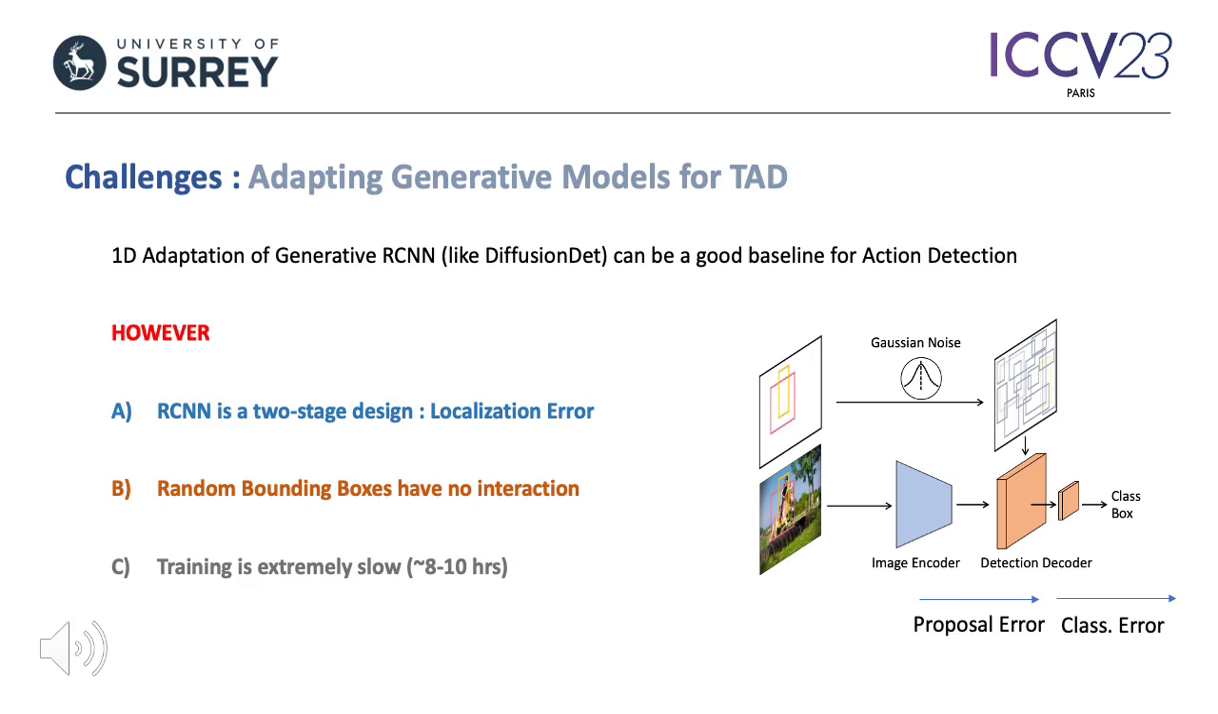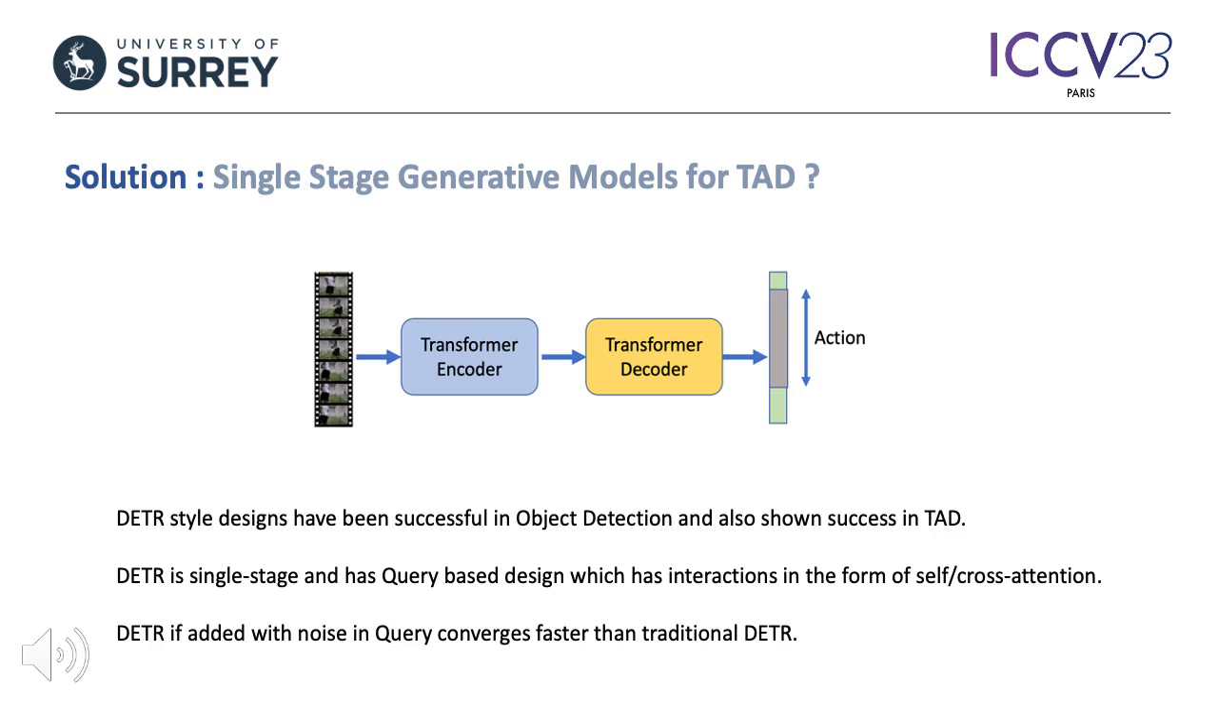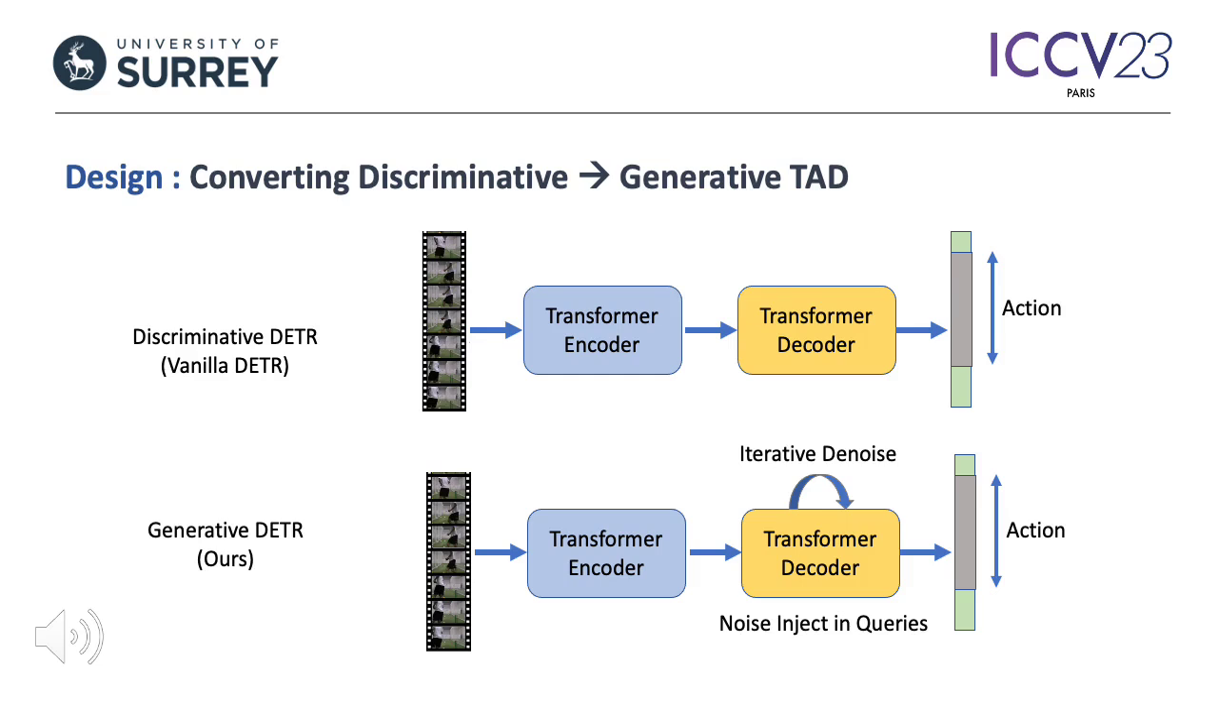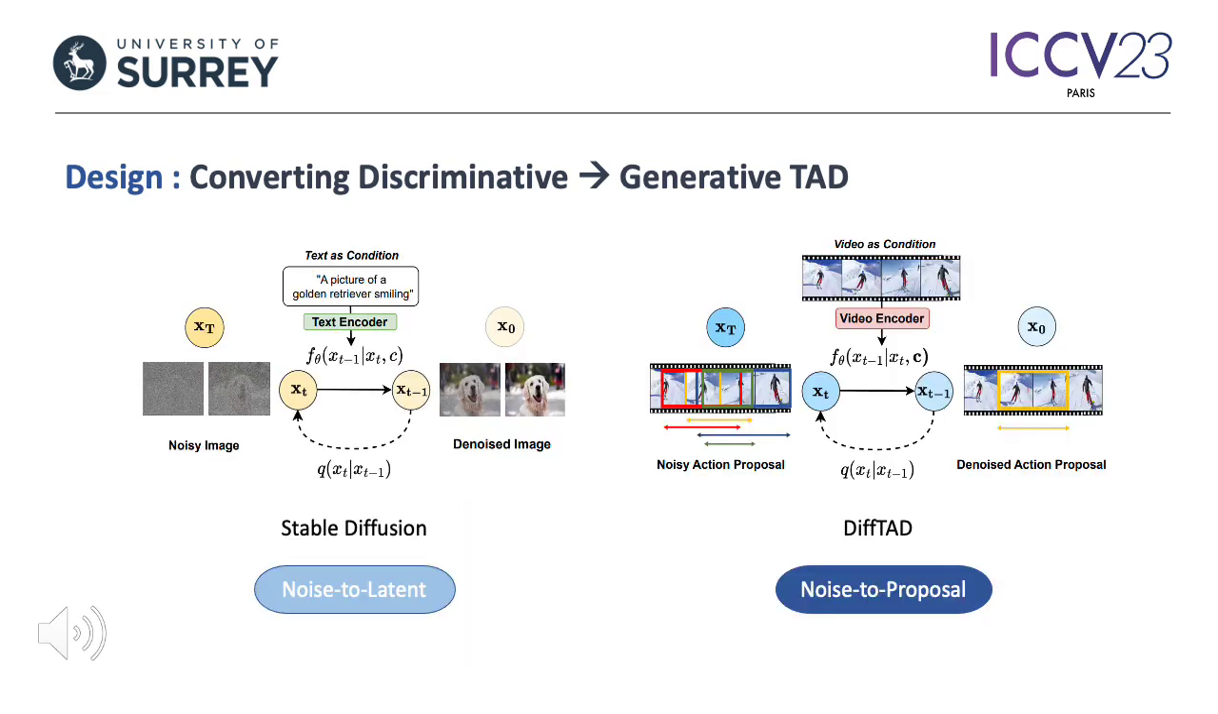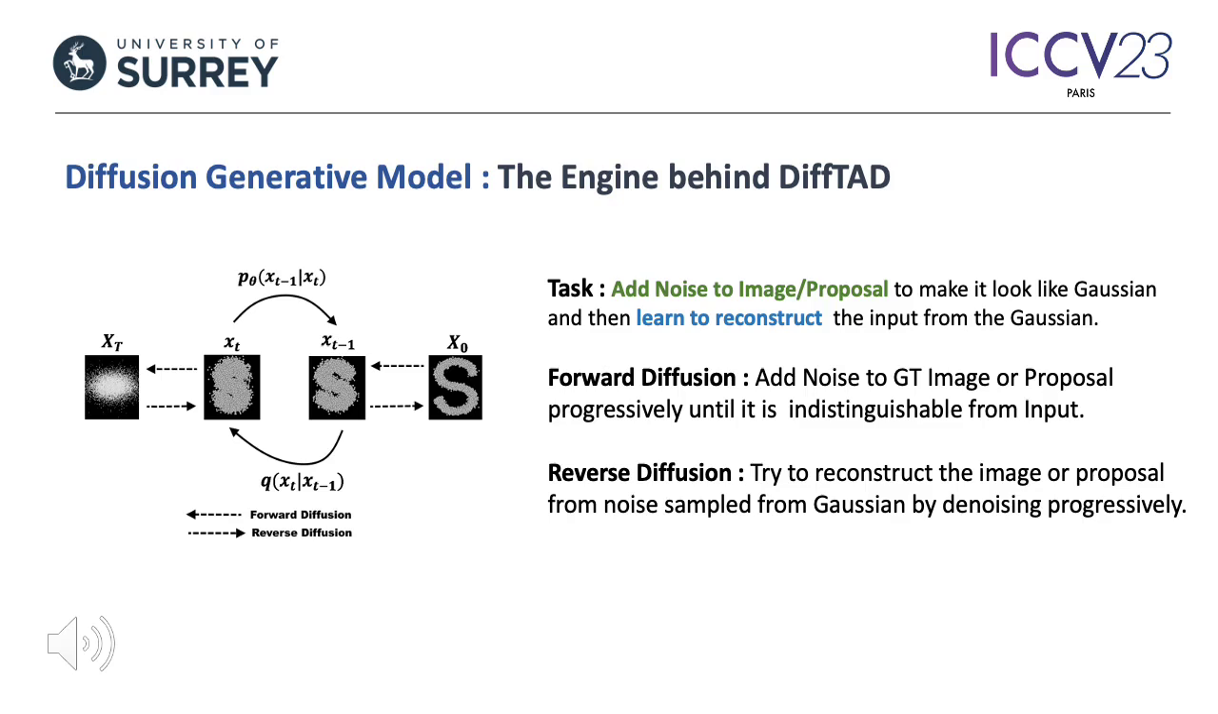One simple way to adapt generative models is to adapt DiffusionDet for the task of TAD. However, DiffusionDet is an RCNN-based model which suffers from two-stage error propagation, less interaction among random bounding boxes and longer training times. One solution is to use DETR-style models for TAD. DETR-based models are single-stage, have interactions among the queries and are also faster to converge if noise is added to the query. We can convert this discriminative DETR model into a generative DETR by converting the decoder into a denoiser. We can inject noise into the queries and iteratively denoise them. Adding noise to proposals is similar to Stable Diffusion-based noise addition, where instead of proposals, noise is being added to the image latents.